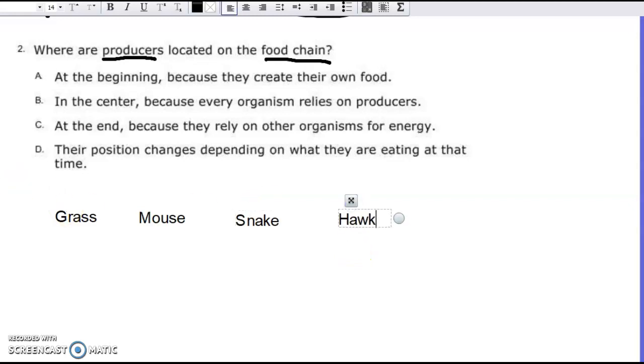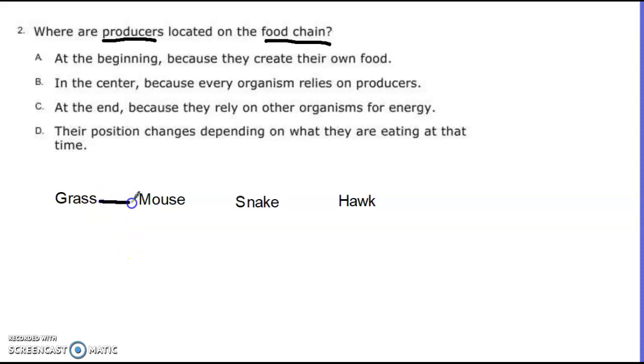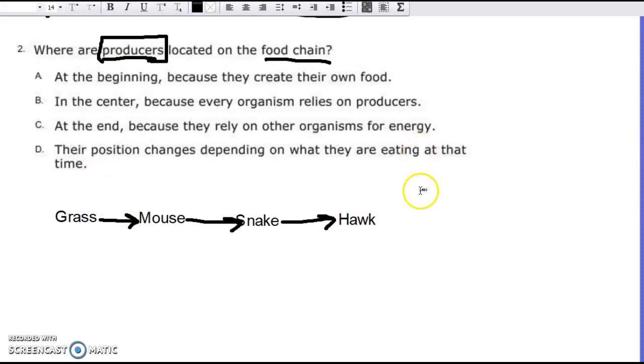Now, remember, grass gives energy to the mouse. Mouse gives energy to the snake. Snake gives energy to the hawk. Now, next thing, where are the producers? What are producers? Well, they make their own food. Okay?